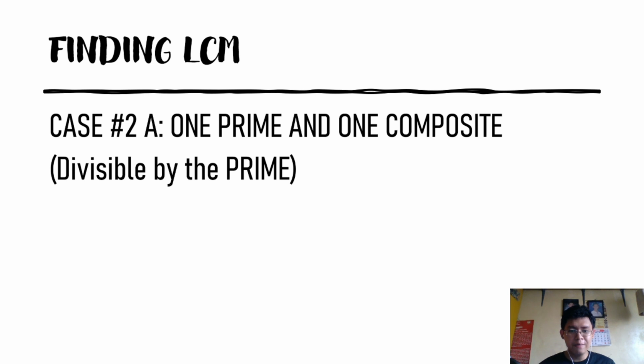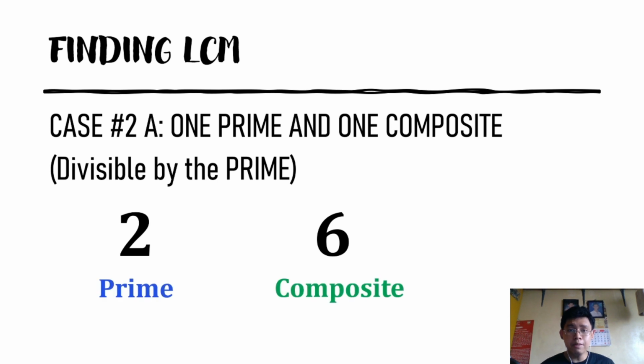So first, let's have an example. We have 2 and 6. 2 is a prime number and 6 is a composite number. Now, is 6, our composite number, divisible by 2, our prime number? If your answer is yes, our least common multiple will be the composite number. It's easy, right? You don't need to factor 6 and factor 2.